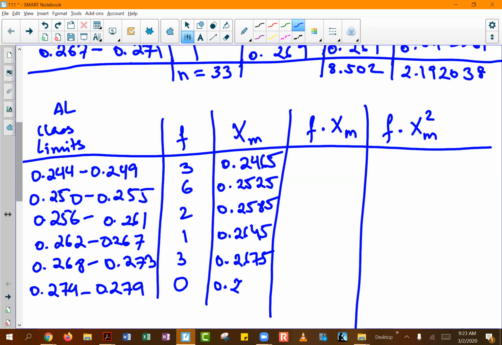Can somebody verify these numbers for me, please? I've got 0.2465, 0.2525, 0.2585, 0.2645, 0.2675, and 0.2765. Yeah. All right.